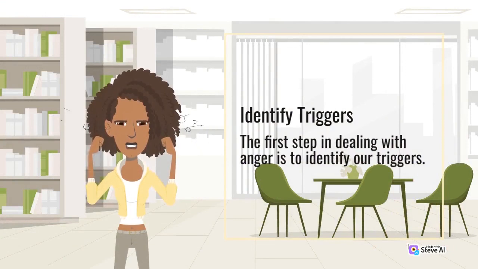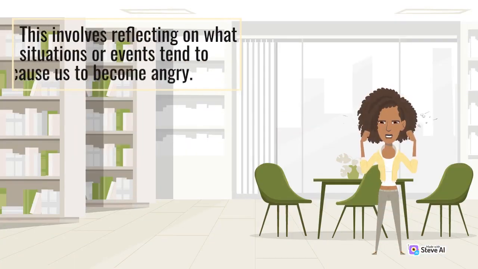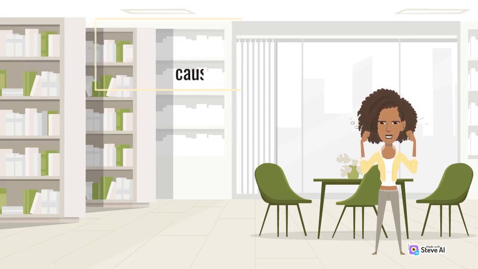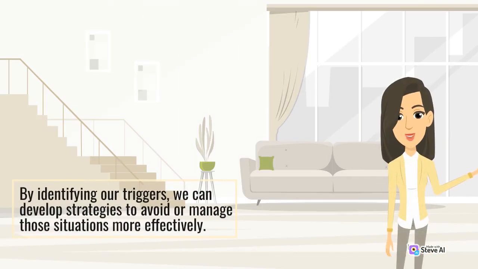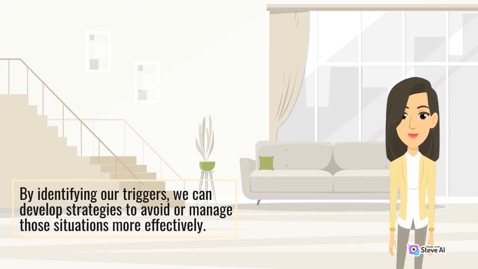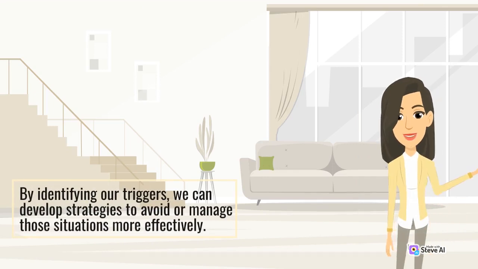Identify triggers. The first step in dealing with anger is to identify our triggers. This involves reflecting on what situations or events tend to cause us to become angry. By identifying our triggers, we can develop strategies to avoid or manage those situations more effectively.